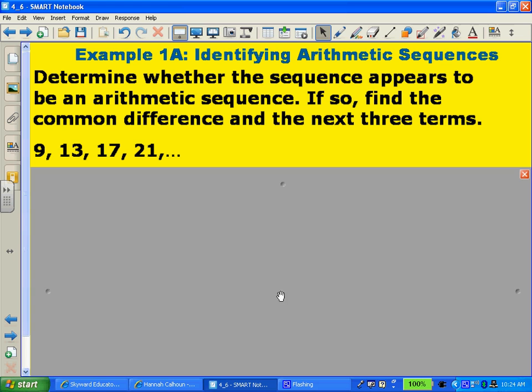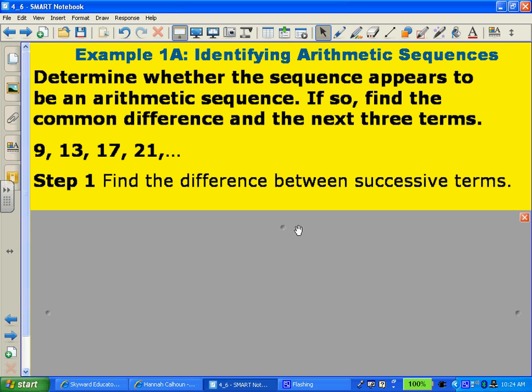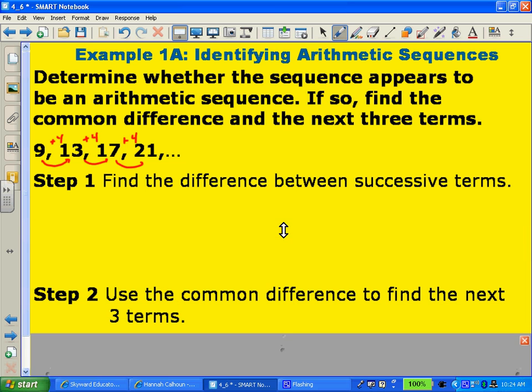So the first thing we'll be doing today is just looking at sequences and determining whether or not they are arithmetic, and if they are, we'll find the common difference and then the next 3 terms. So the first thing that we do when we have a sequence is we look at the difference between each term. And you see here 9 to 13, that goes up 4, and then 13 to 17, that's also up 4, and then 17 to 21 is also plus 4. So the difference is plus 4.